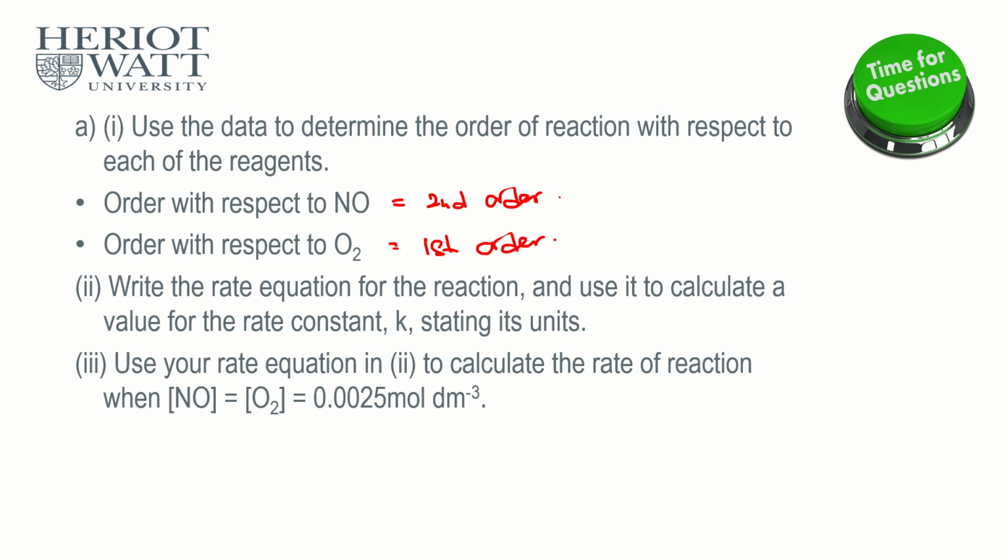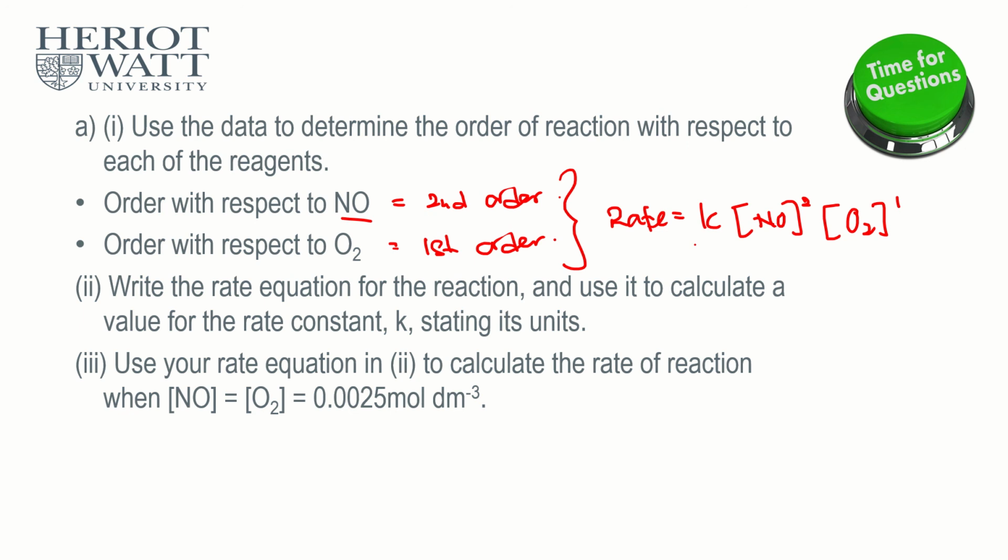Next, write the rate equation for the reactions and use it to calculate the value for the rate constant, stating its unit. That's what we want to learn now. So we know the order of reactions now. So what is the rate equation? Rate equals K concentration of NO, which is second order, and then concentration of O2, which is first order. That's it. That's the rate equation.